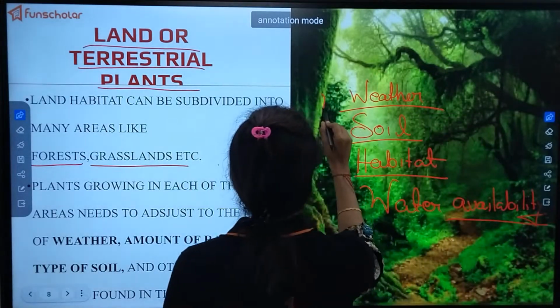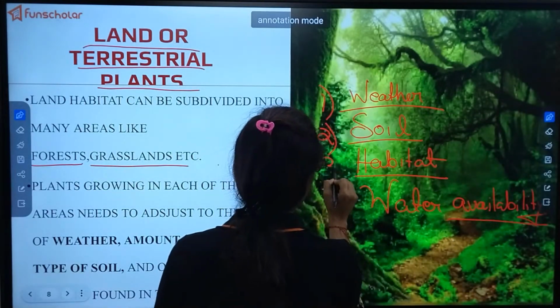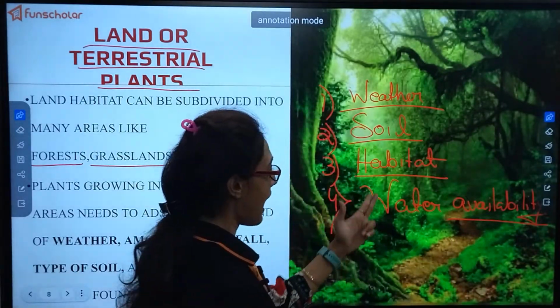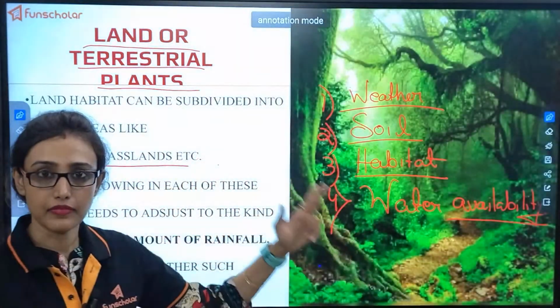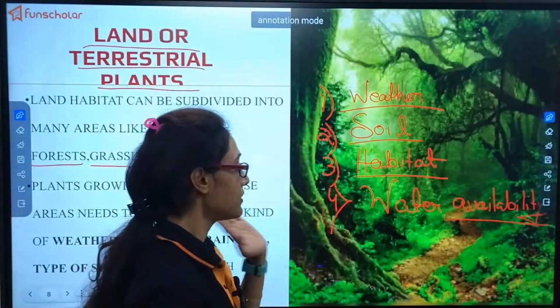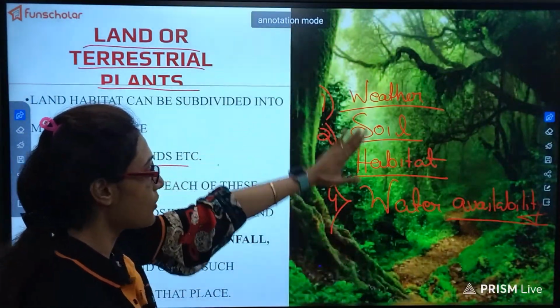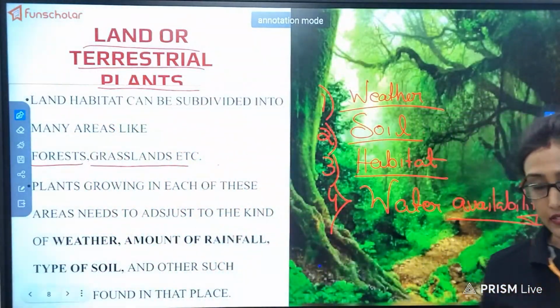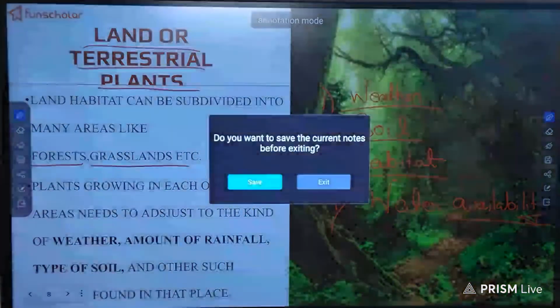Okay, so these four points are very important: weather, soil, habitat, water availability. Please note this down so that you can read it later. Now, next.